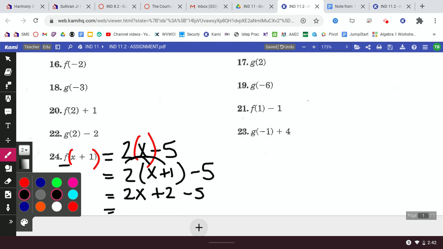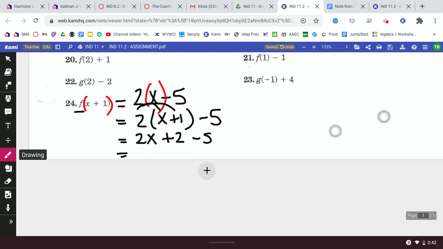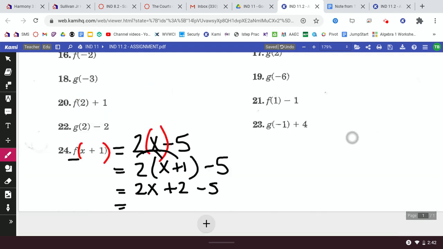And now it's just a matter of combining like terms, okay? So 2x is the only x over there, so I cannot combine it with anything else. It stays there. Plus 2 and minus 5 is minus 3. And so this would be your final answer. And I do want to point out something, and this is a good example because it was at the bottom here, and so you could really see it.